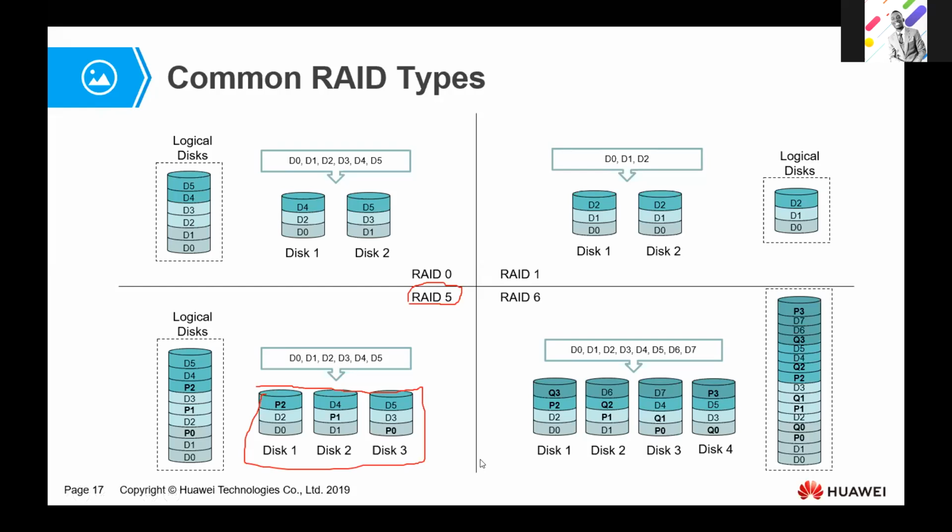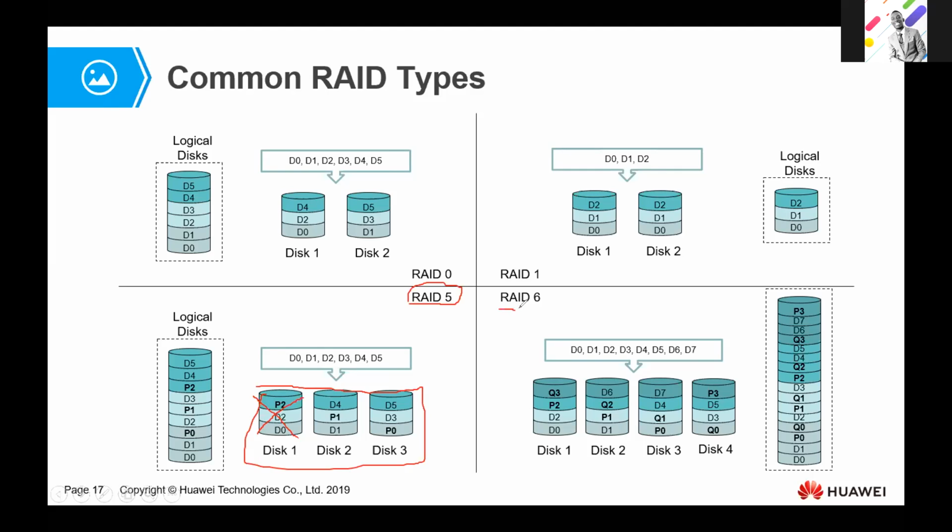And RAID 5 also gives you the ability to lose one disk and you still have your data. The moment you put in the other disk, it will use this parity check to restore your data on this disk, and you're good to go.